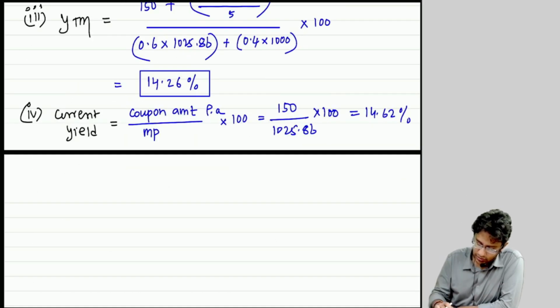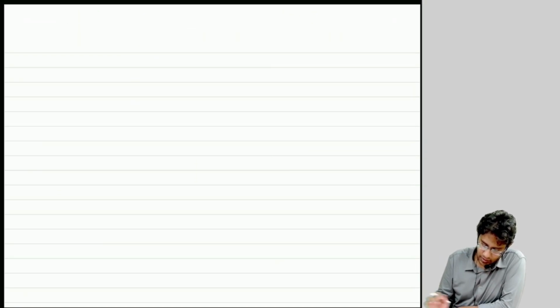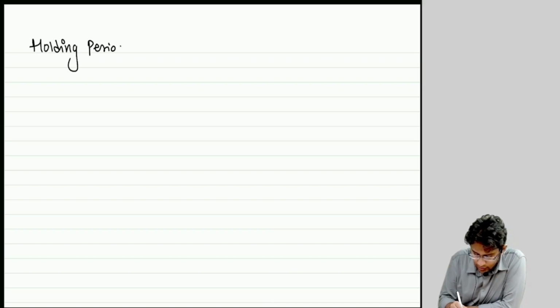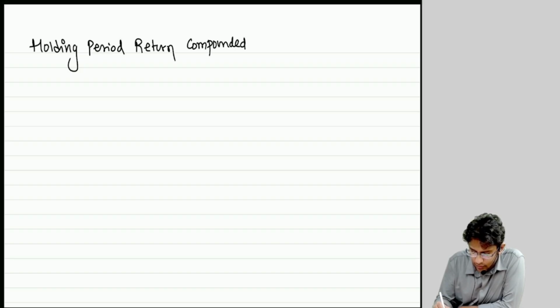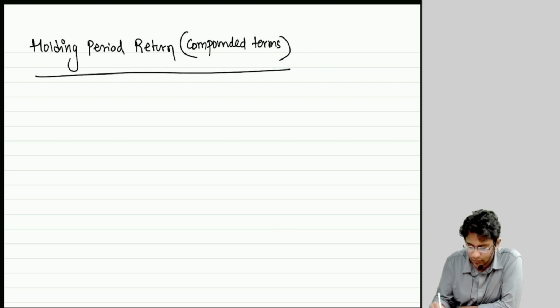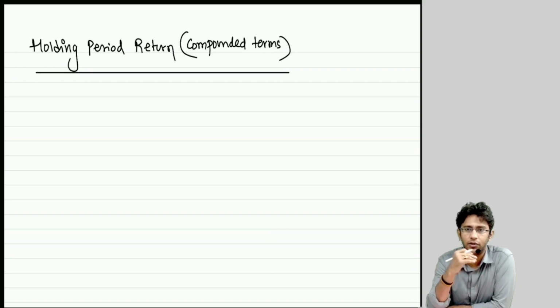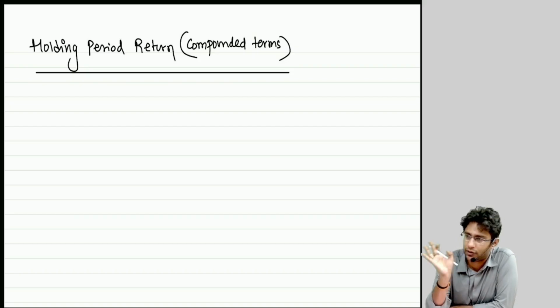Listen to a small, easy concept. Now you tell me this one. I have forgotten, so you answer me now. I thought you would only remind me. This is holding period return, in compounded terms. Earlier what did we say? It is similar to YTM and we said it and left it over there.